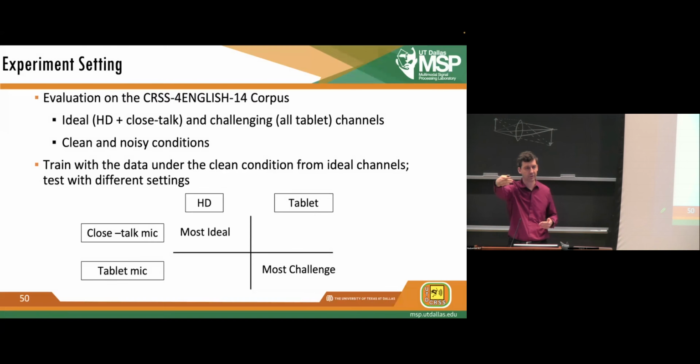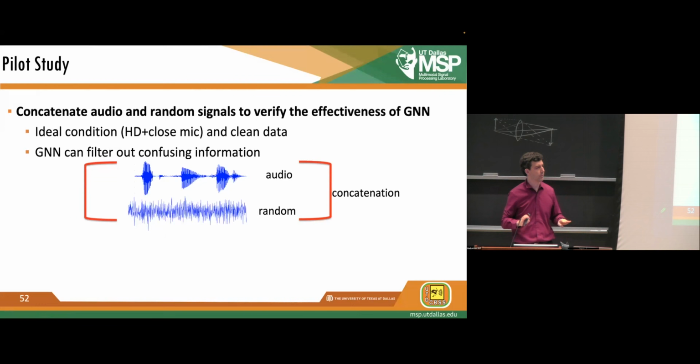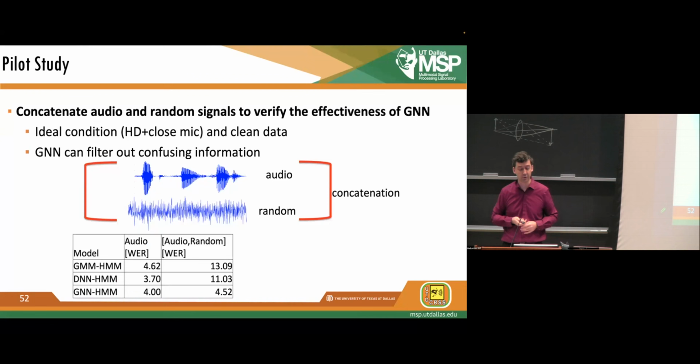So the first step that we did, before even going into the real data, was to come up with the most extreme case. Let's replace visual information by noise. So the second modality is not correlated at all with the audio, or with the lexical content, or the transcriptions that we want to recognize. And the question was, can the gating mechanism be useful to filter out and remove that information from the network?